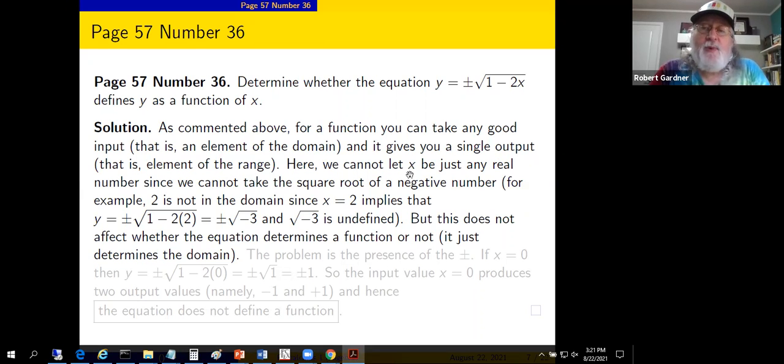Here, we can't let x be just any real number. We can only take square roots of non-negative things. So we need, they didn't ask us for the domain, but we need 1 minus 2x to be positive because we can't take square roots of negatives. So that would be an issue when we start looking at domains later. For example, if I take x equals 2, that generates plus or minus square root of negative 3. And the square root of negative 3 is meaningless in here.